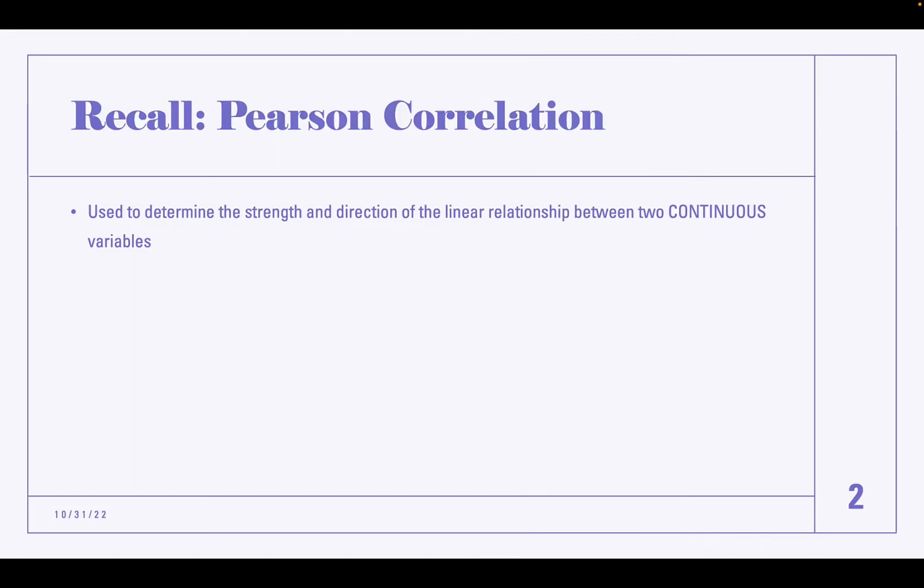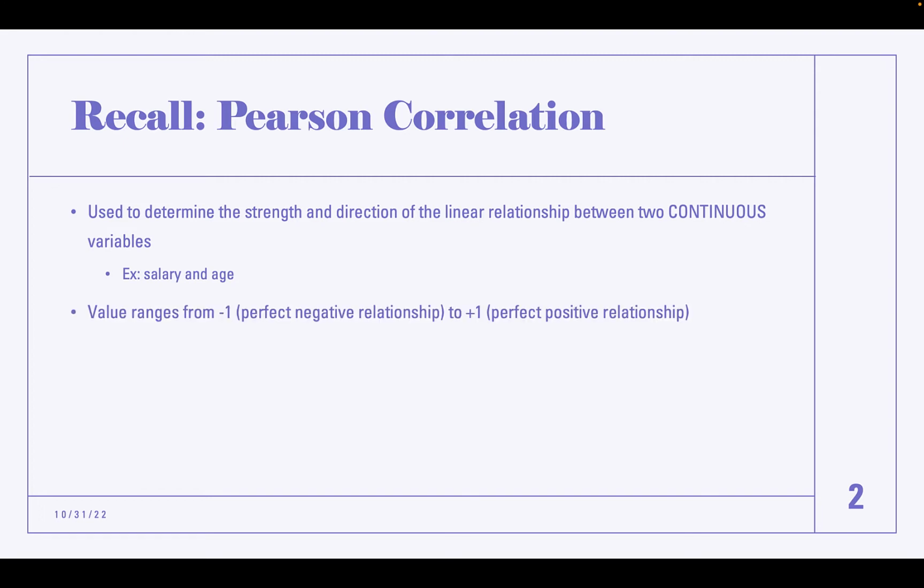So recall Pearson correlation is used to determine the strength and direction of the linear relationship between two continuous variables. An example could be looking at the correlation between salary and age, assuming that as age goes up, the salary also goes up.